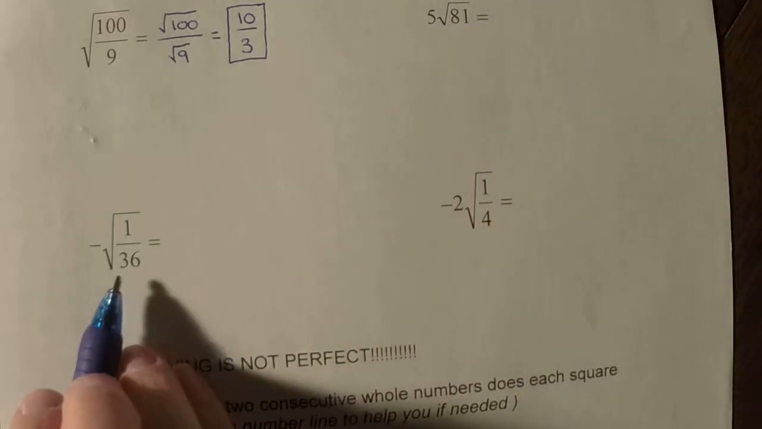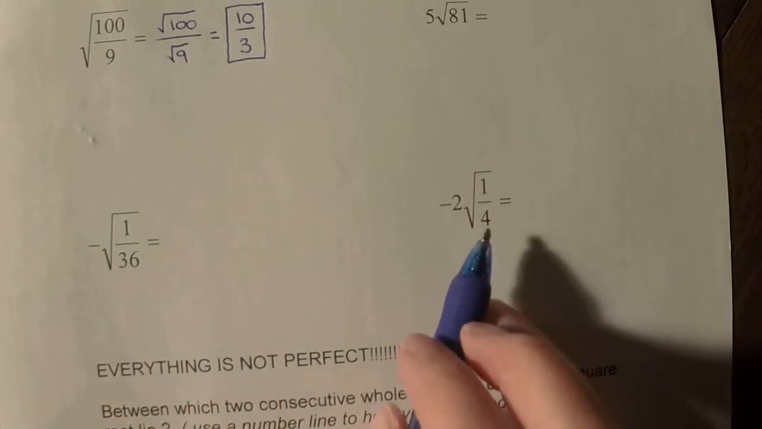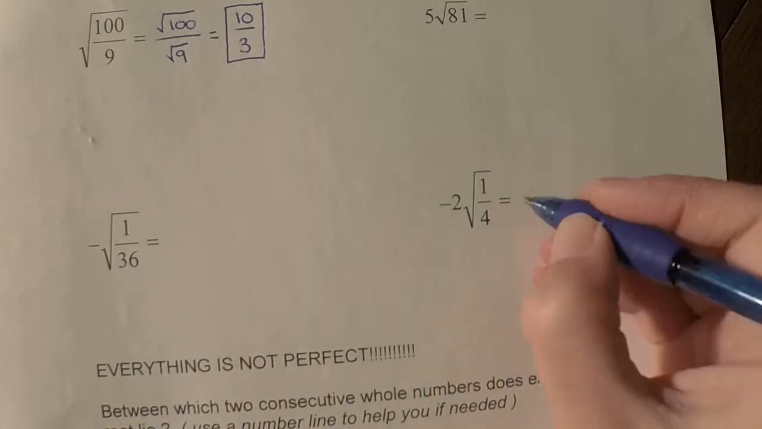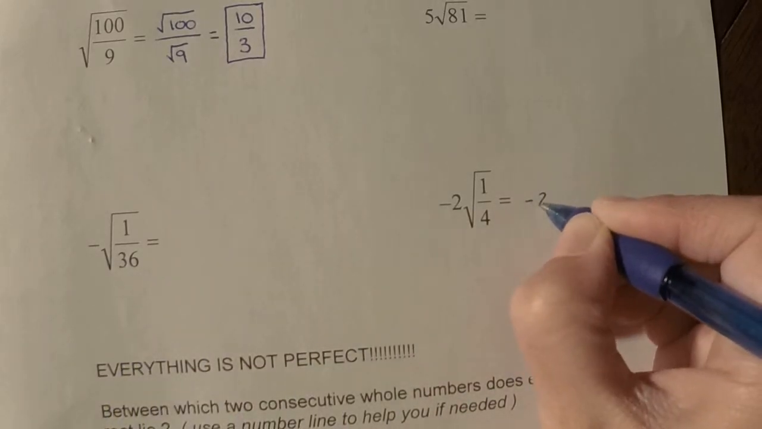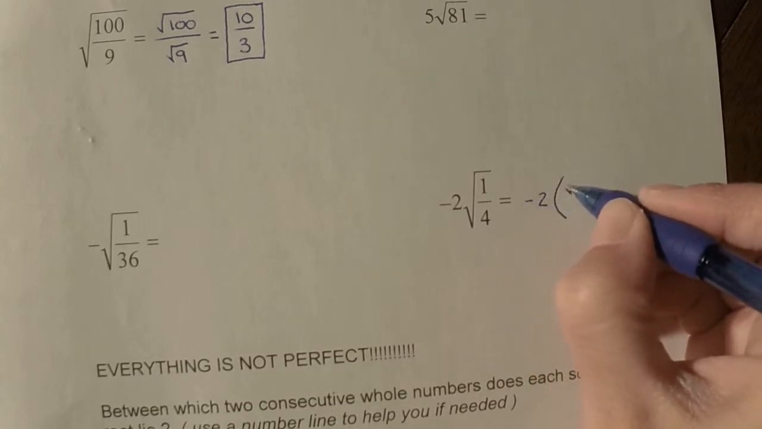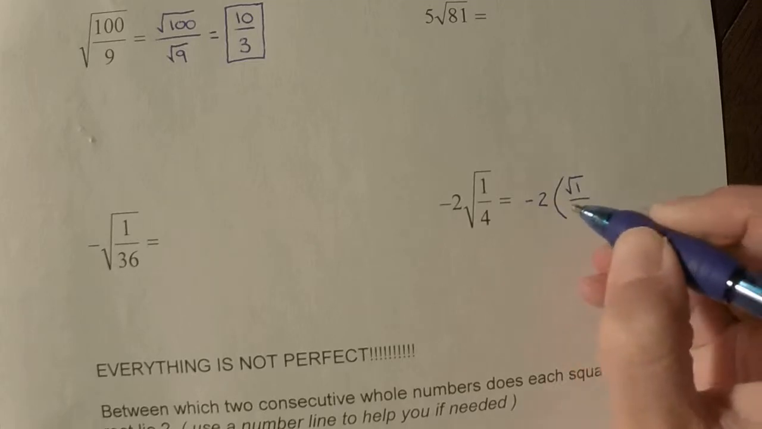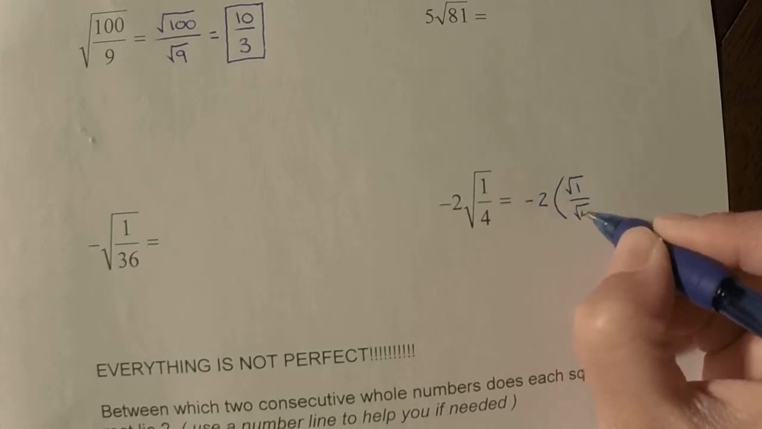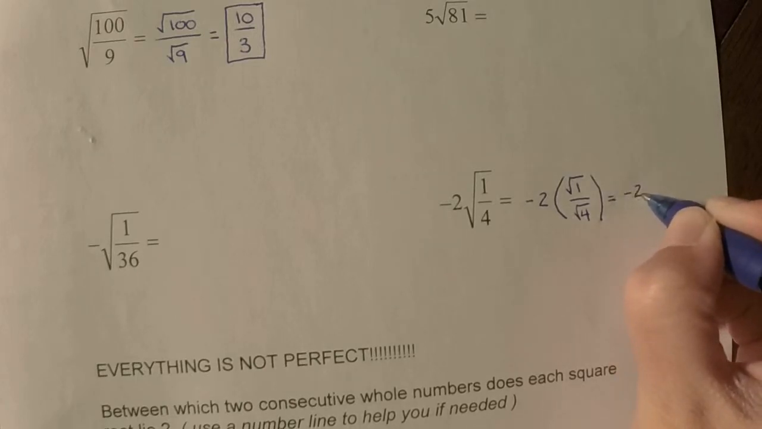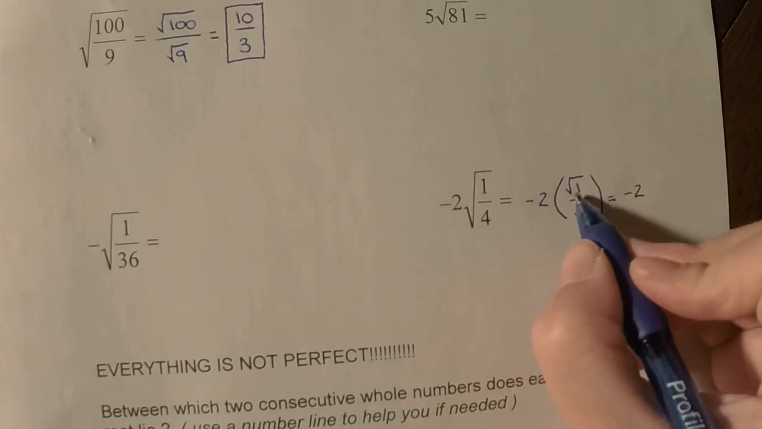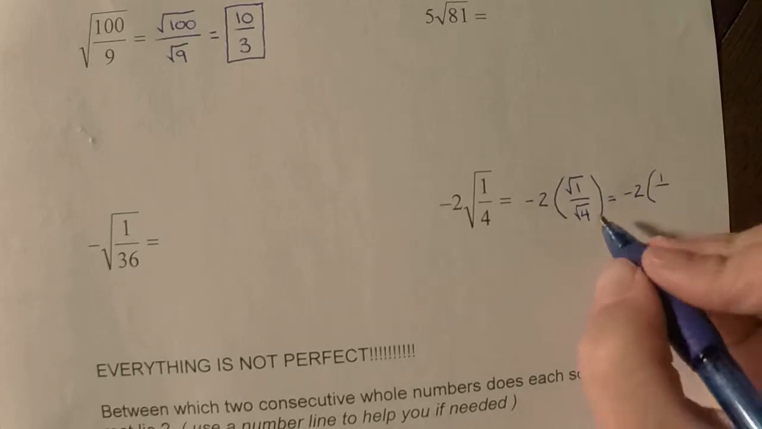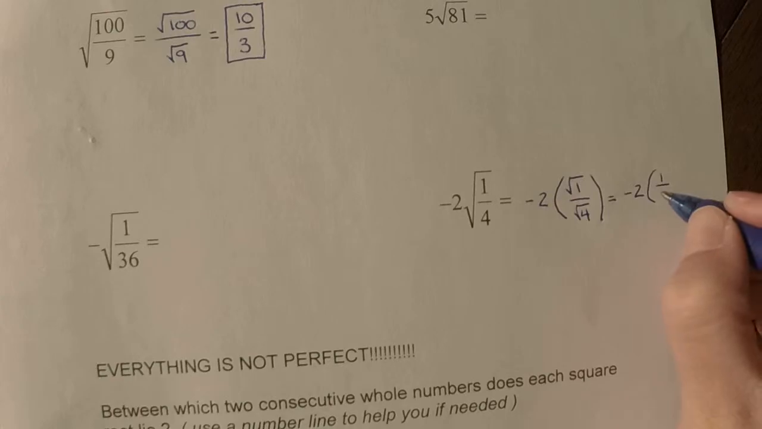Okay, I will help you out. I'll do this one, and then you guys can do this one on your own. So again, we're going to leave the negative 2. Remember, that just means multiplied by. And then we're going to split this up: the square root of 1 over the square root of 4. So then there's our negative 2. We have the square root of 1, which is 1, and the square root of 4, which is 2.